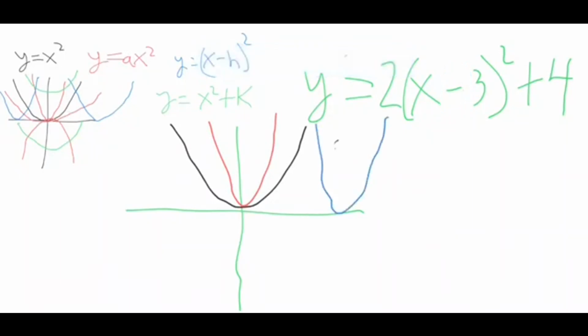It's still got that little extra steepness because the a value is 2. And then finally, we shift it up 4 because that's the k value. And so this graph will look something like this, where it's been shifted 3 different ways, transformed 3 different ways.